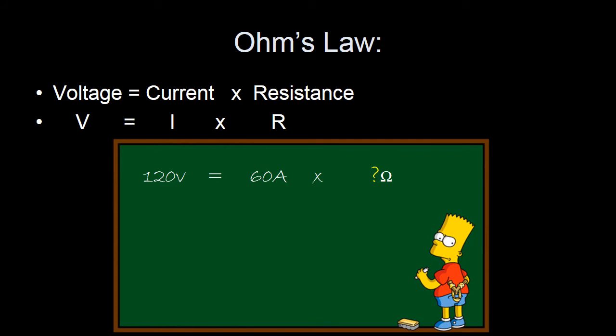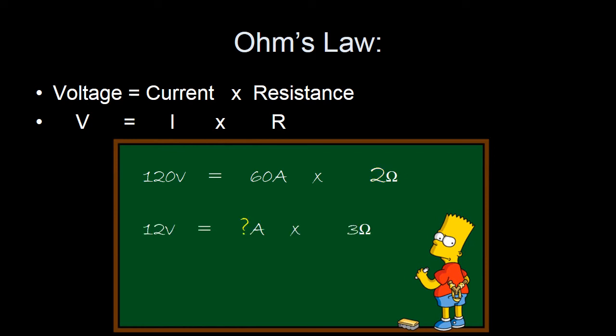So remember I said that your household electric outlet is 120 volts. So if you plug something into that that's 60 amps, well, how many ohms would that be? We have to think, 60 times what is 120? Well, 60 times 2 is 120, so that would be the answer to that one.